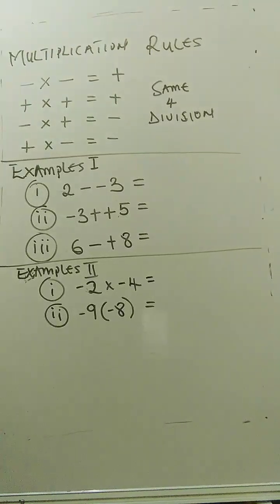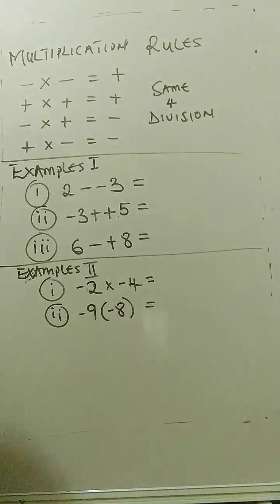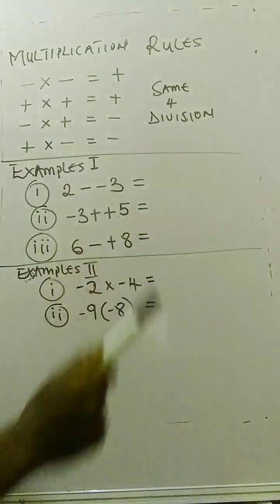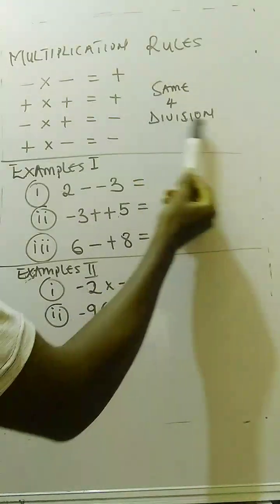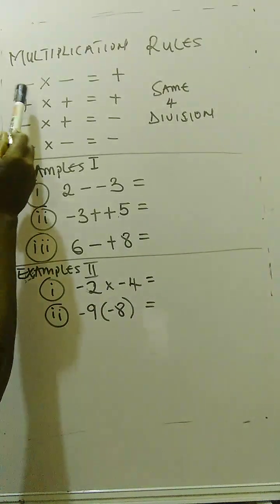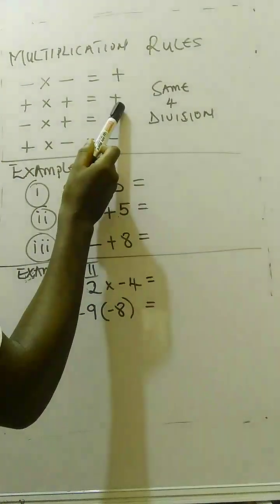Okay, so what you have on the board now is actually the rules that govern multiplication when it comes to signs of plus and minus. Now, this rule that governs multiplication here can also be applied for division. That is why I said same for division. So you can see the rule here: minus times minus, plus; plus times plus, plus.